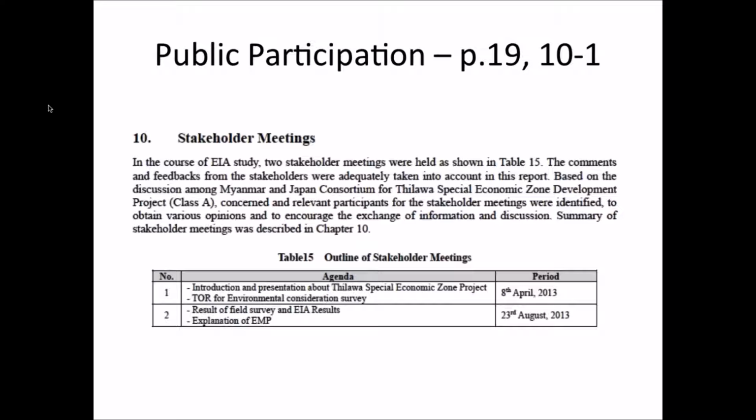So, as it says here, concerned and relevant participants for the stakeholder meetings were identified to obtain various opinions and to encourage the exchange of information and discussion. So it looked as if quite clearly they had done some investigation of who might be affected and took trouble to identify them. So then there were two meetings, one in April, an introduction and a discussion of the terms of reference for the environmental survey, and then a second meeting in August, which was a result of the field survey and an explanation of the environmental management plan.